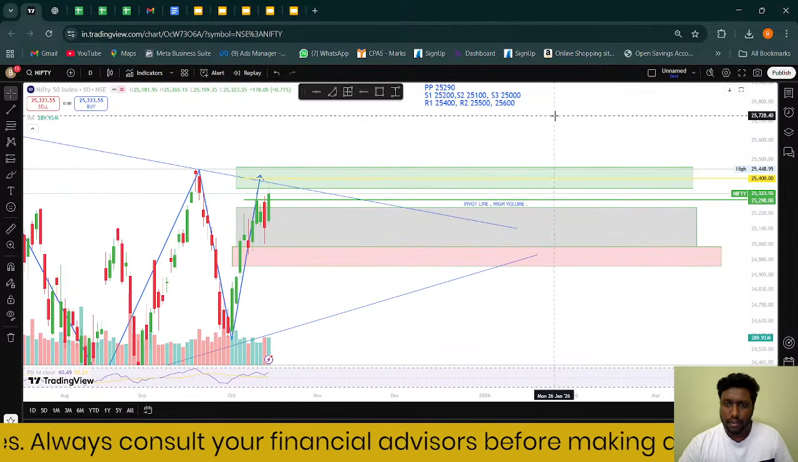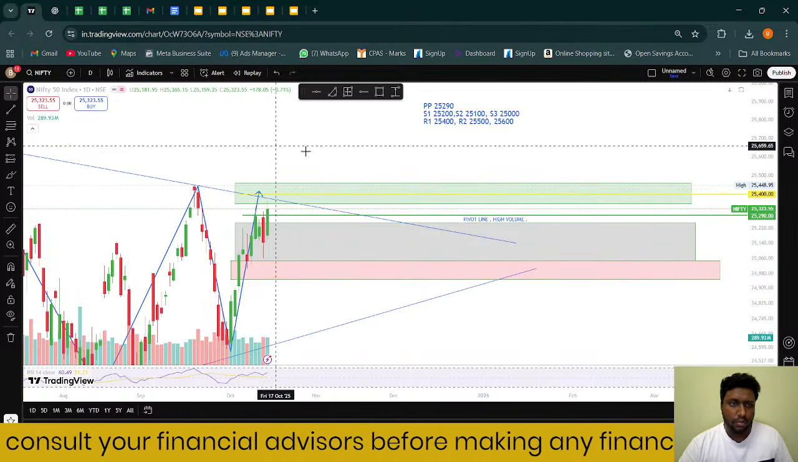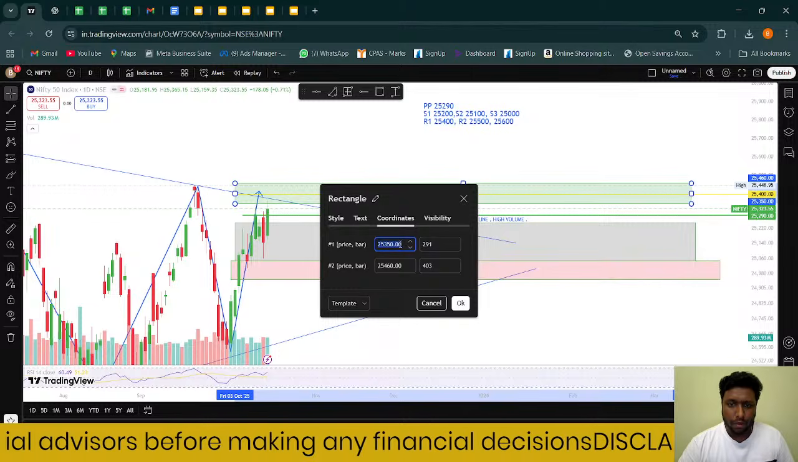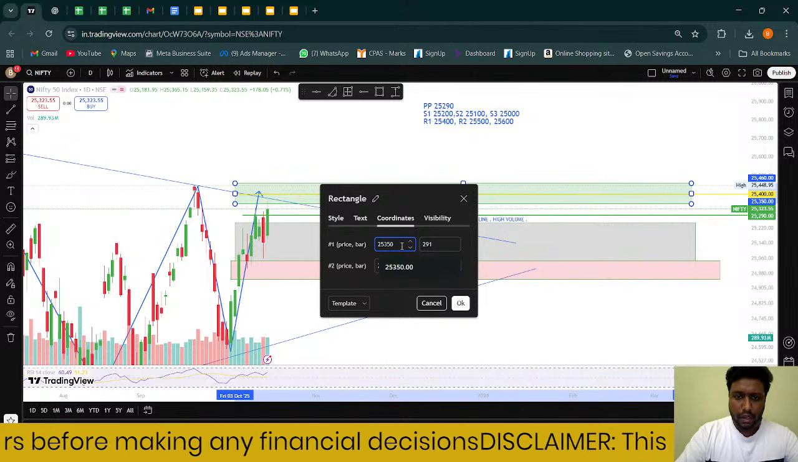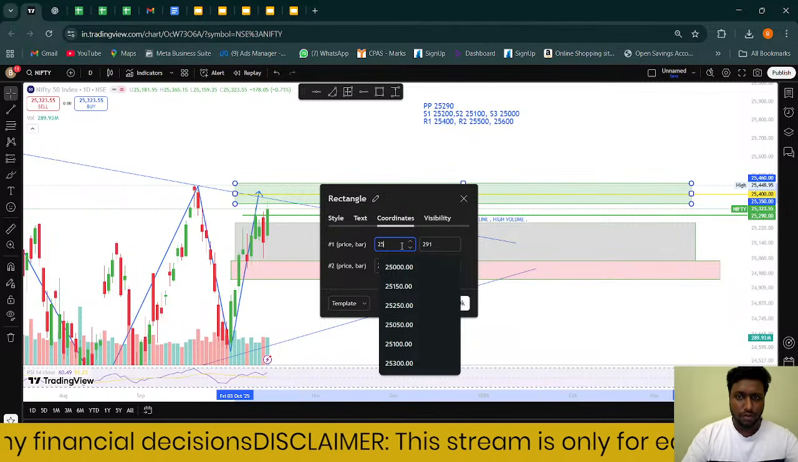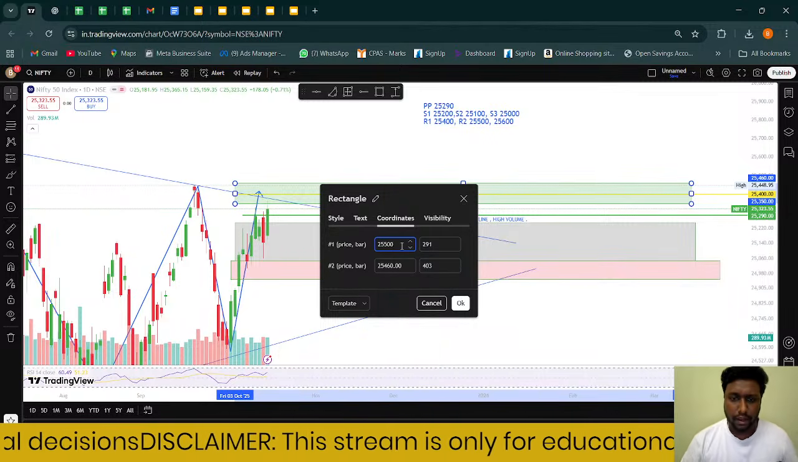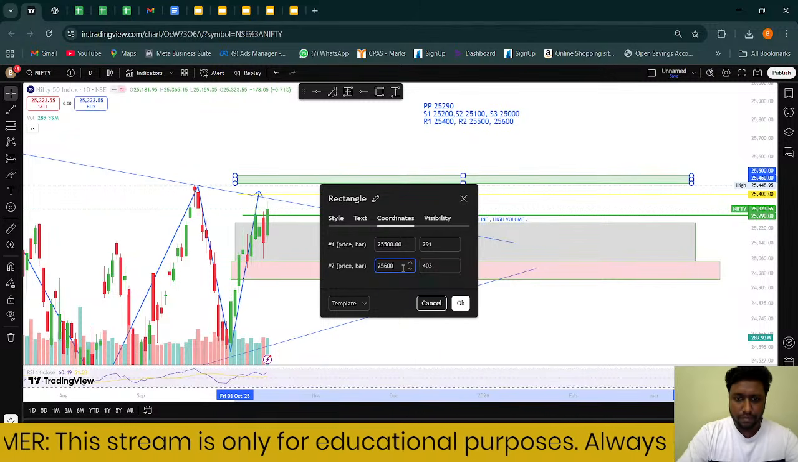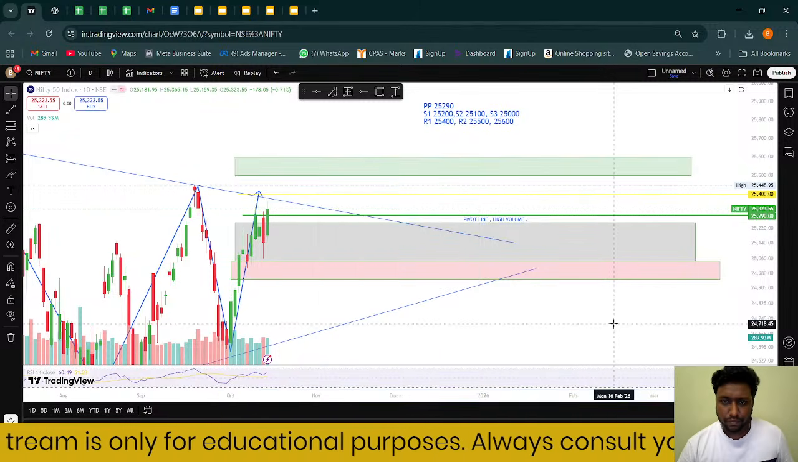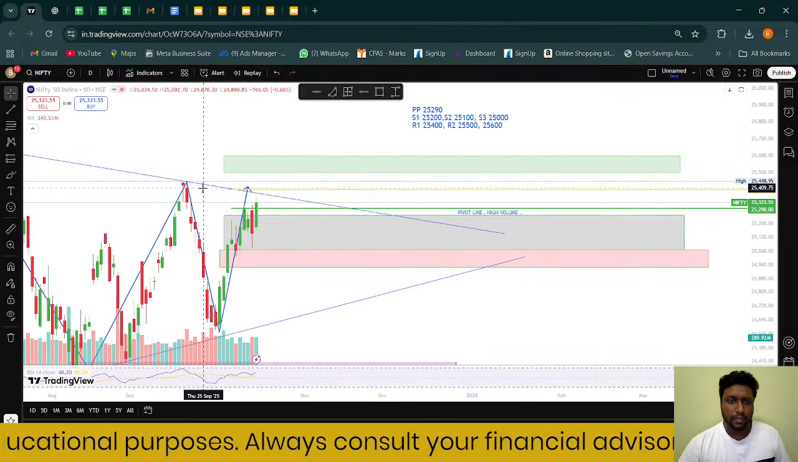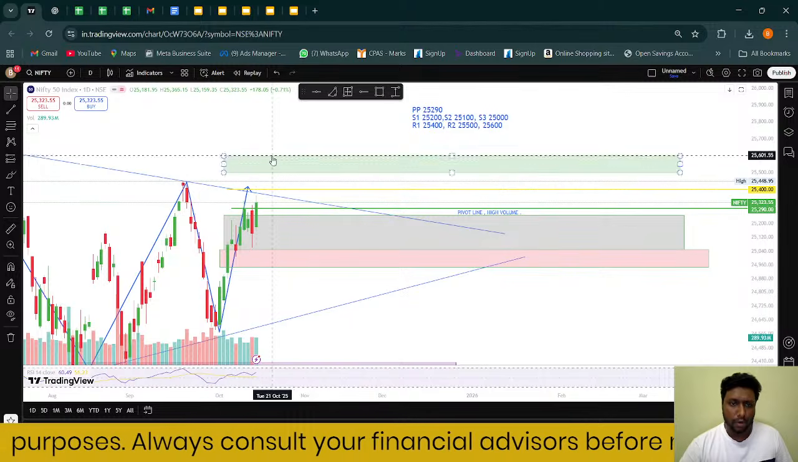So as per the levels, let's mark the zones. Let's start with the bullish zone. As usual, I always consider R2 and R3 as the bullish zone. R2 is 25,500 and you can see R3 is at 25,600. So this I consider the bullish level. It is clearly above our symmetrical triangle pattern.